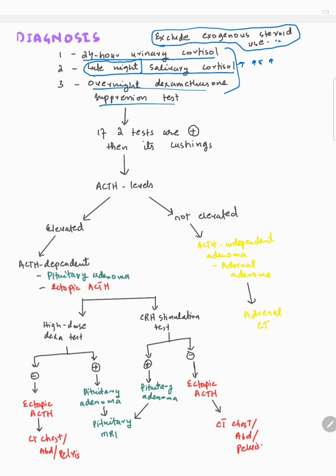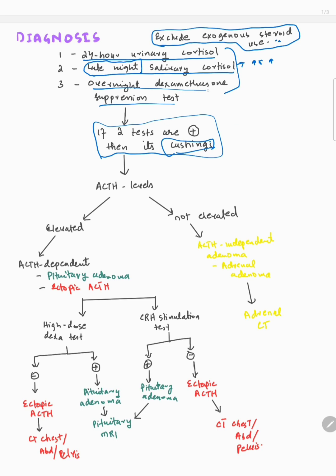And then there is the dexamethasone suppression test. We just give 1 milligram of dexamethasone, and then the next morning, about 8 or 9 a.m., you check for the suppression of the cortisol. So if it is not suppressed, then that points to Cushing's. So if any of the above two tests are positive, then we can say it's Cushing's.